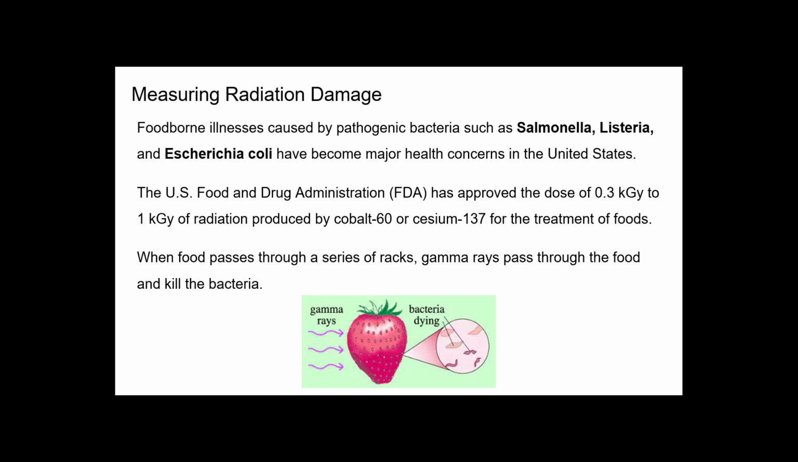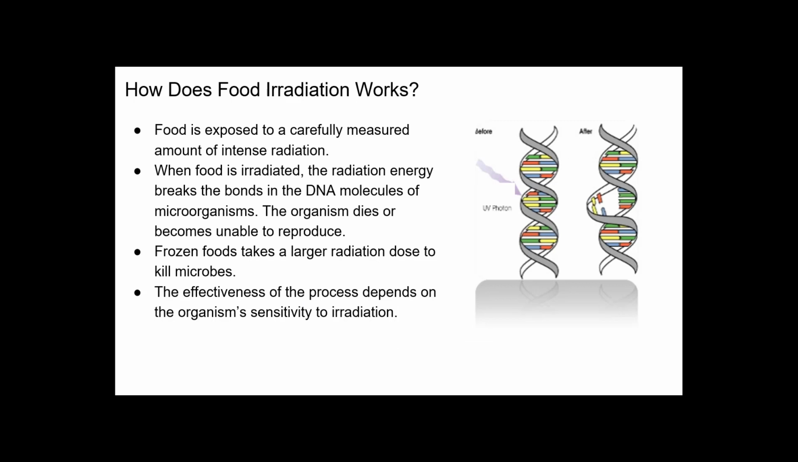It's approved a certain amount, which is kilogray, 0.3 to 1 kilogray of radiation. And the radioactive isotopes is either cobalt-60 or cesium-137. So what happens is that the food will pass through, and a series of racks of gamma rays will pass through and kill the bacteria. The food is not radioactive because it never comes in contact with the source. The rays simply pass through it, it can react with the bacteria, and it kills off or prevents the bacteria from reproducing. So I found this slide online.